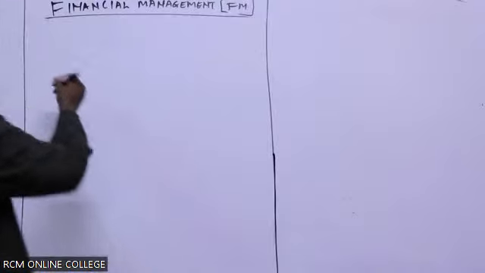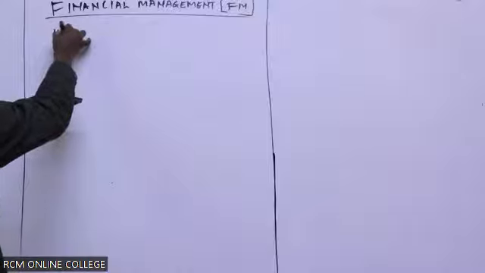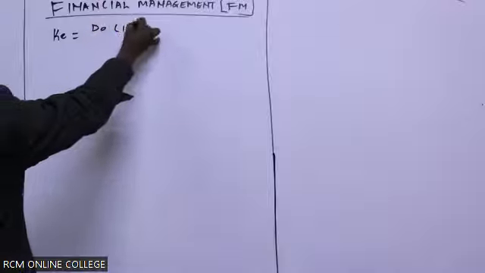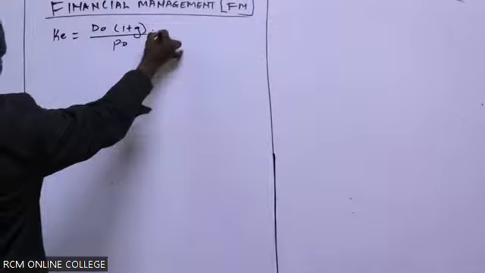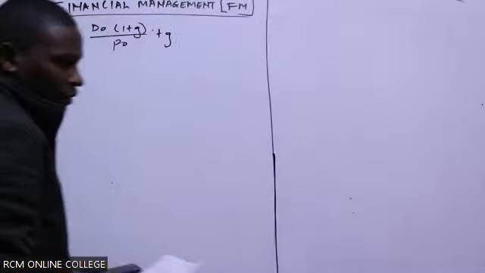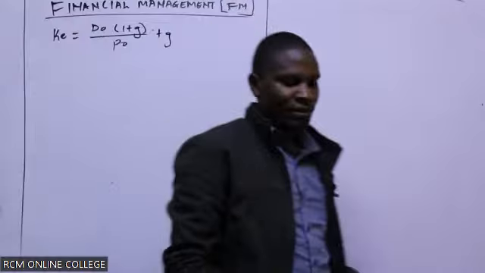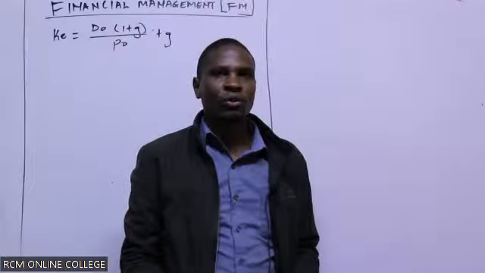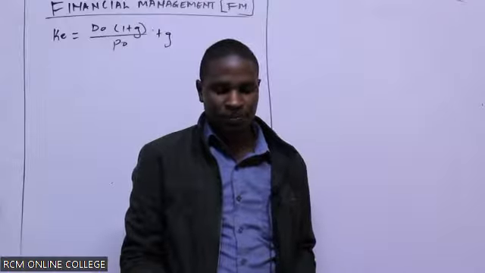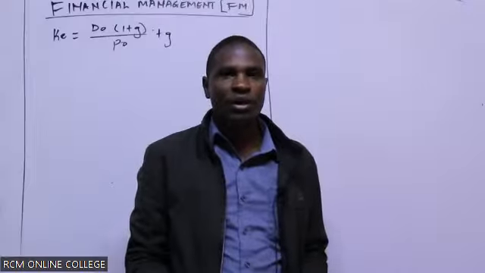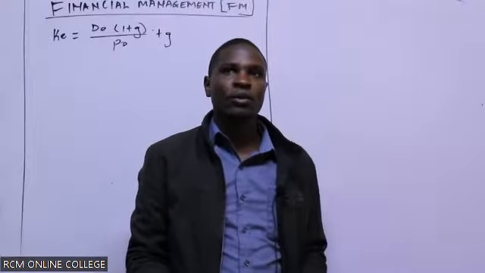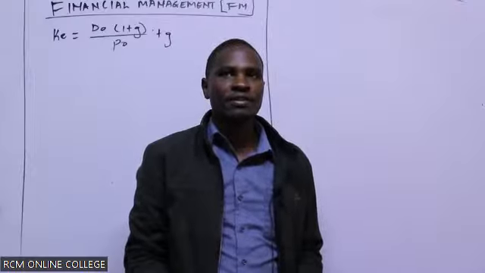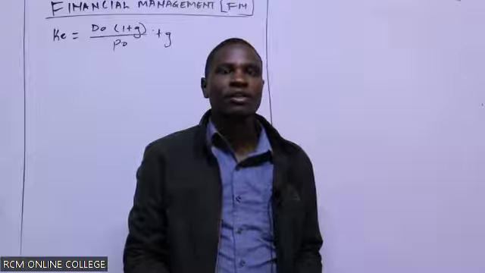The formula remains KE equals D0(1 plus g) over P0 plus g. Just want to remind you of this. You see, that is what we mean: the cost of existing ordinary shares, already issued shares. The existing ordinary shares are the already issued shares.